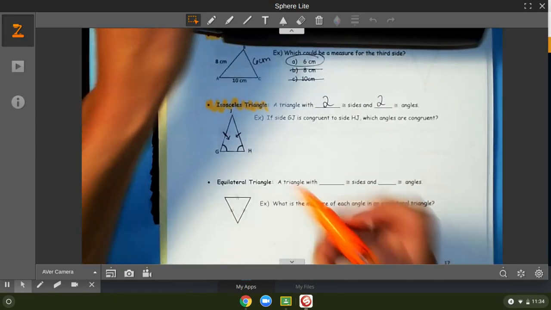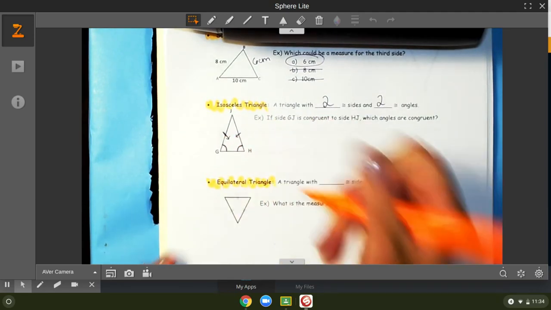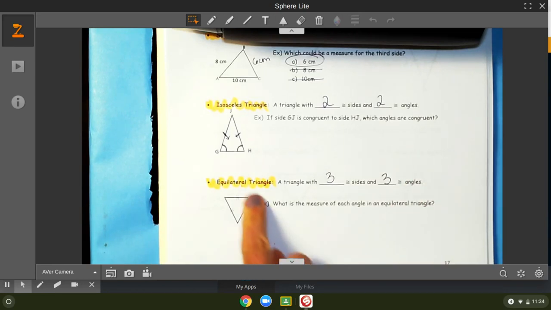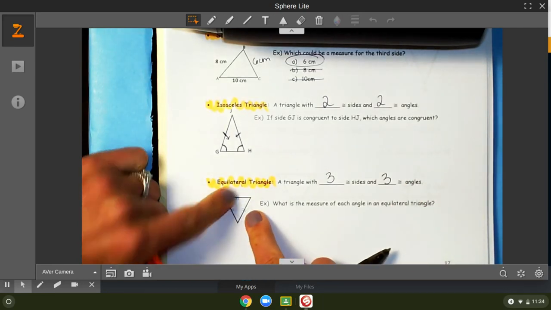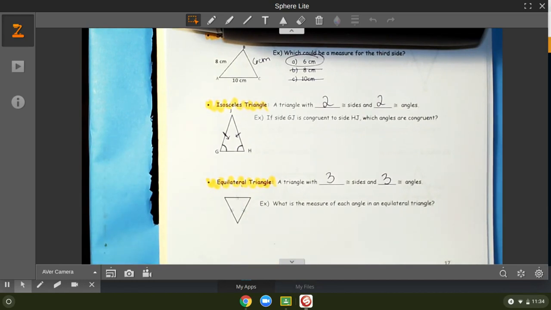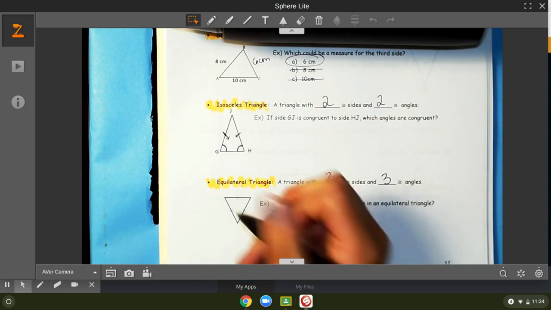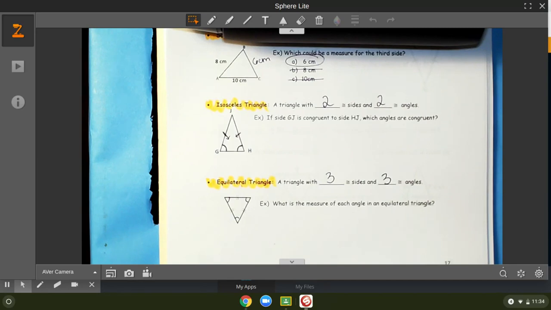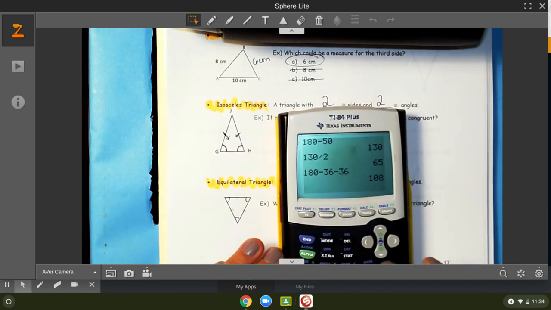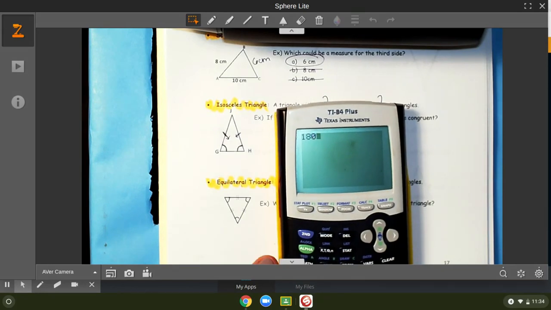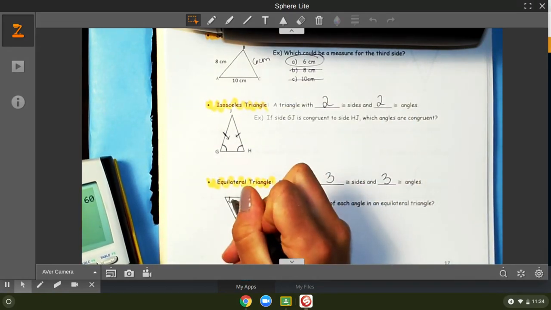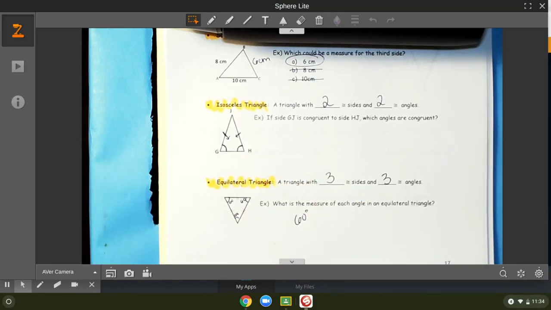All right, and finally we have equilateral triangles. An equilateral triangle has 3 equal sides and 3 equal angles. If we look at this triangle here, we have dash, dash, dash, which means we have 3 equal sides, which means it's equilateral: 3 equal sides, 3 equal angles, so we can mark those as equal as well. What is the measure of each angle in an equilateral triangle? Well, we know that the angles add to 180 degrees, and if you have 3 of them that are equal, you just divide by 3. So each of those angles is going to be 60 degrees. We would put in 60, 60, and 60.